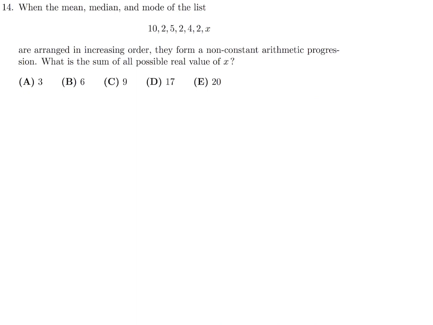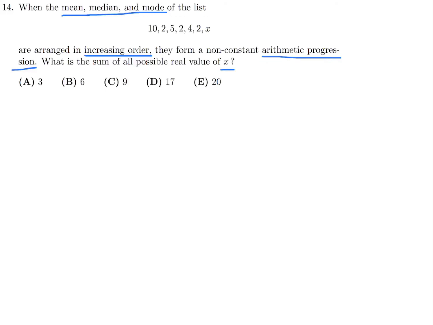When the mean, median, and mode of the list given are arranged in increasing order, they form a non-constant arithmetic progression. What is the sum of all possible real values of x? All right. So first let's figure out the mean, median, and mode, and then I will talk about this arithmetic progression.